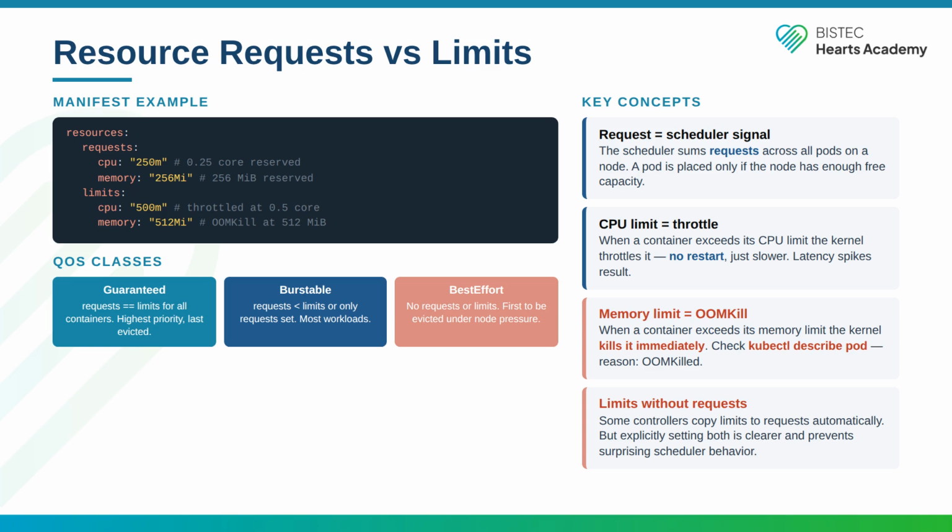Kubernetes assigns each pod a quality of service class based on how requests and limits are configured. Guaranteed means every container has requests equal to limits for both CPU and memory. Highest priority, last to be evicted. Burstable means requests are set but lower than limits. Most workloads fall here. Best effort means no requests or limits at all. First to be evicted, always.